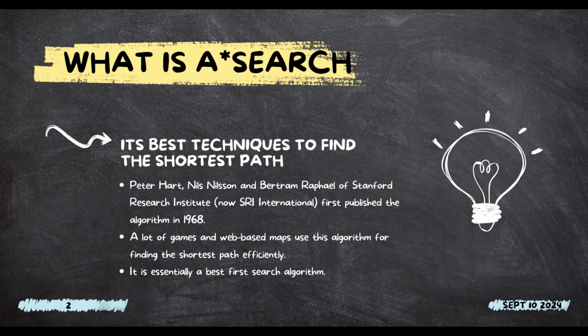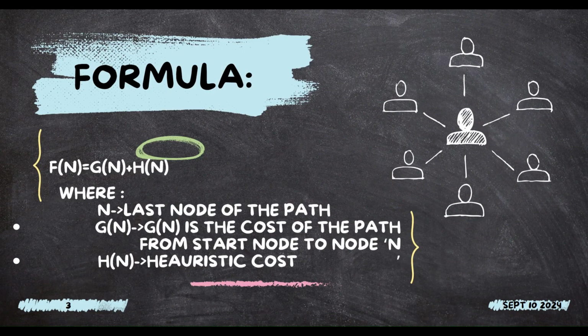It was discovered by Peter Hart, Nils Nilsson, and Bertram Raphael of Stanford University, and it is used in various games and web-based maps, and it is termed the best first search algorithm thus far. For the A-star search algorithm, there is a formula: f(n) = g(n) + h(n), where g(n) is the actual cost of the path and h(n) is the heuristic cost.